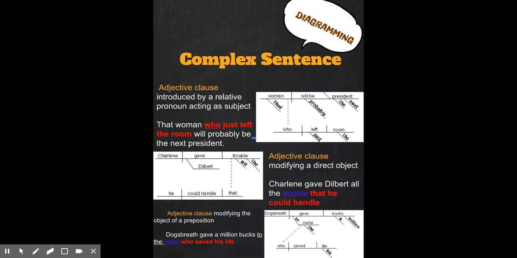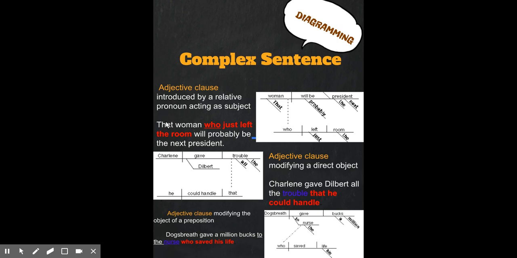Okay, let's look at some more. Now we are using relative pronouns as our conjunctions to our clause. So let's look at how this works. Remember, I told you that subordinate conjunctions are the WHs. So you'll see that in this next sentence. And I told you that in the noun clause recording. That woman who just left the room will probably be the next president.